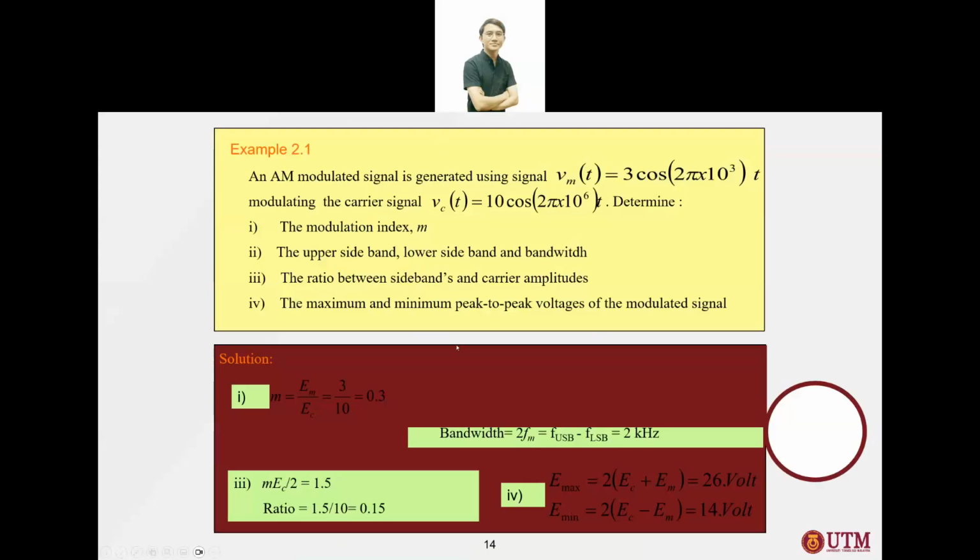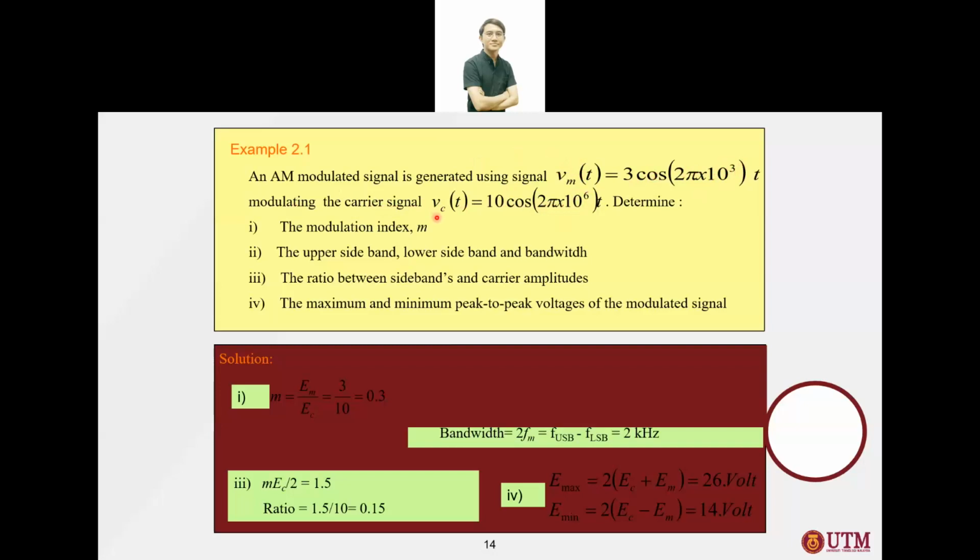Example 2.1. An AM modulated signal is generated using signal VT equals 3 cos 2 pi times 10 to the power of 3, modulating the carrier signal VC equals 10 times cos 2 pi 10 to the power 6. So here we know this one is 10 to the power 3 and this one is 10 to the power 6, even though it didn't mention which one is VM or VC. They just mention V1 and V2.